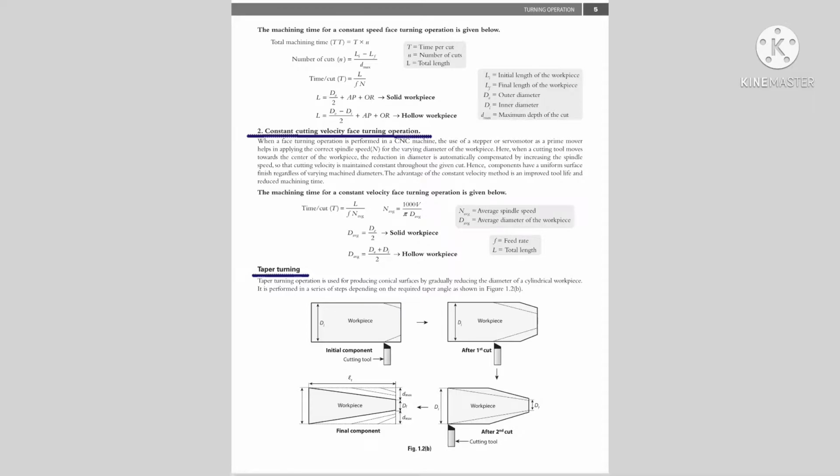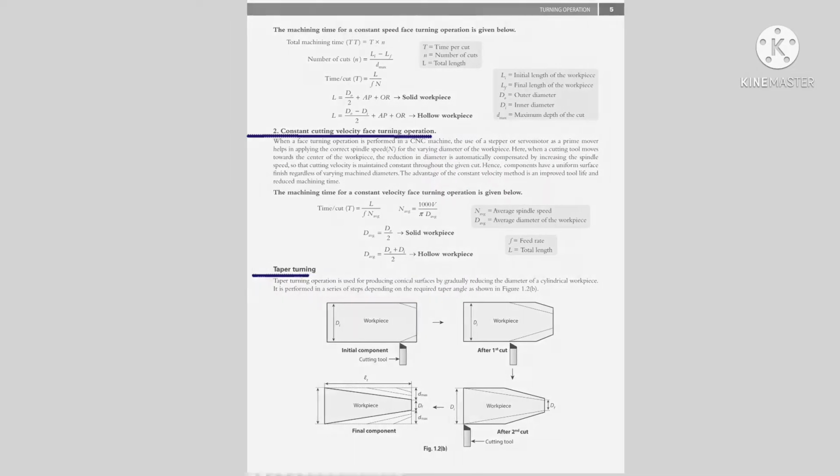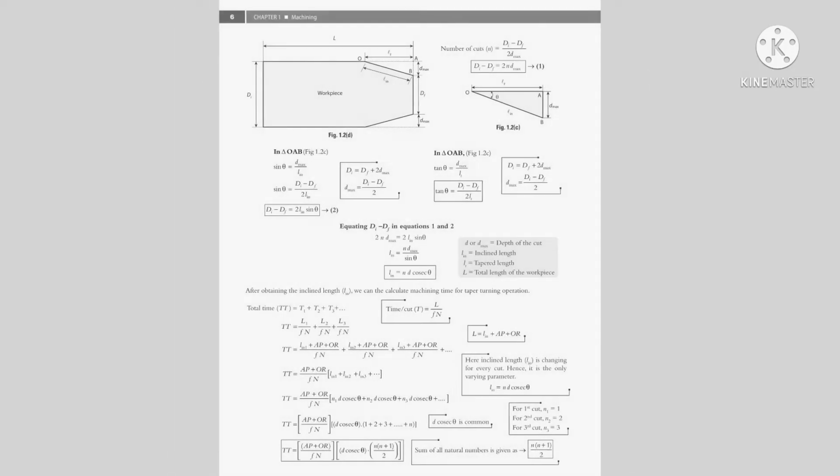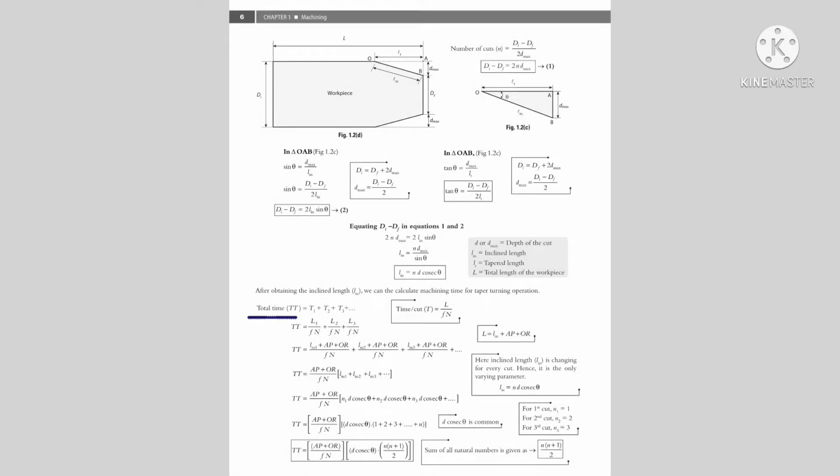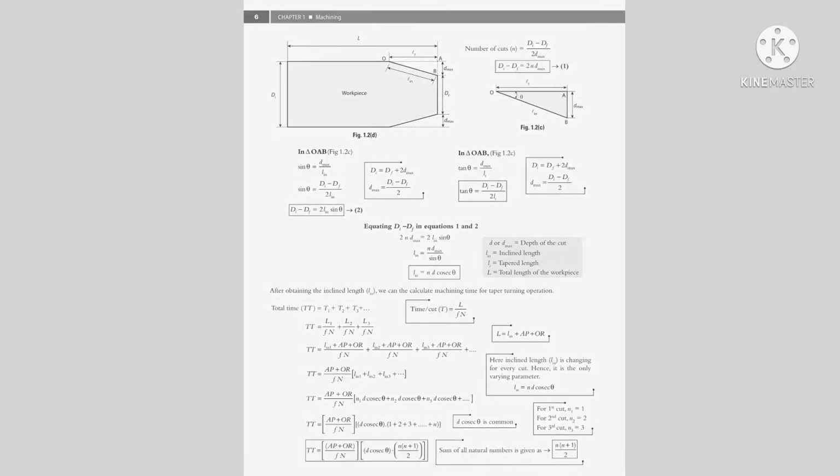It is defined and explained how it is performed in a series of steps depending on the required taper angle. On the next page, the total time for taper turning is explained in detail using the inclined length, which is obtained from the above figures. While explaining the expression for total time, I have given small bullets or notes in a semi-closed box for better understanding.